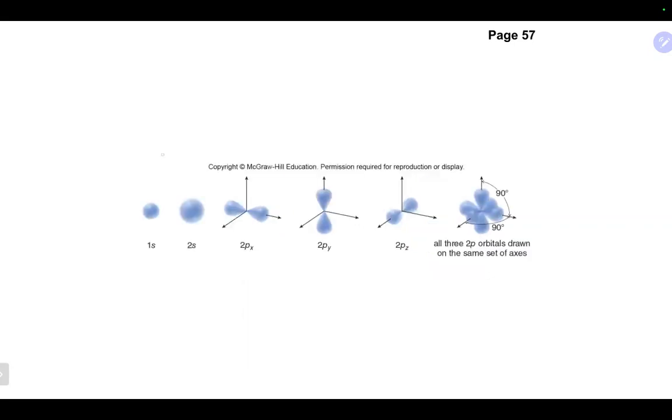Here's just some pictures. That's a 1s orbital, a 2s orbital. Again, they're the same shape. They just get larger to accommodate more electrons. Sometimes people refer to these as figure eights. The p subshell orbitals are teardrops, if you will.